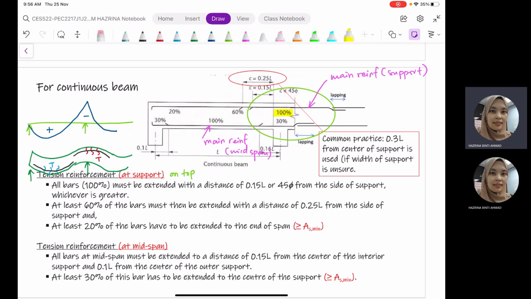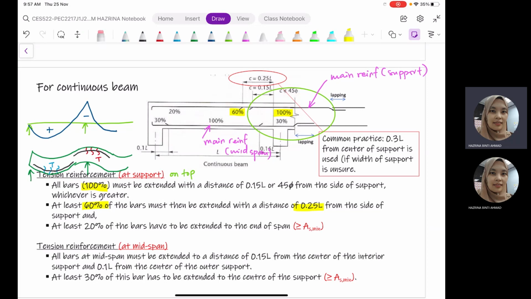Then in the rules, it says that at least 60% of the bars must be extended with the distance of 0.25 L from the side of the support. So after we have already provided this 100% of the reinforcement, another 60% can be extended further. With what distance? The distance is 0.25 L.